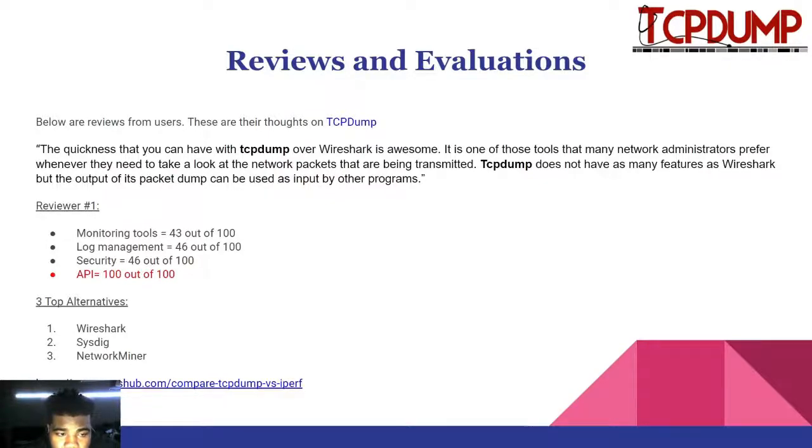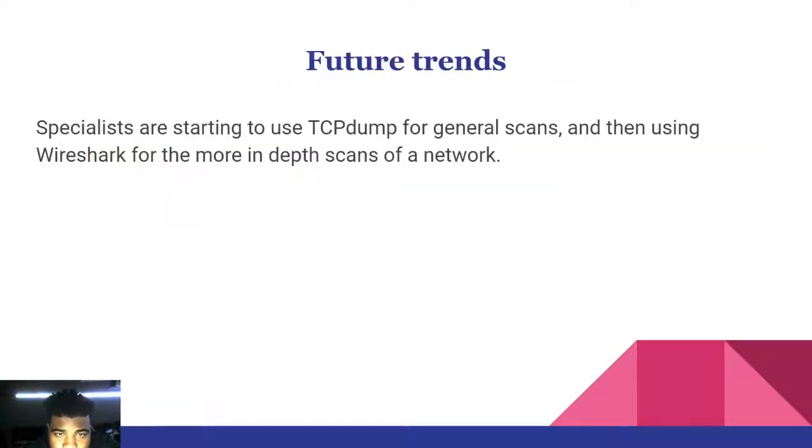Reviewer number 1 said monitoring tools is a 43 out of 100. The log management is a 46 out of 100. Security is 46 out of 100. API is a 100 out of 100. The 3 top alternatives are Wireshark, sysdig, and Network Miner.